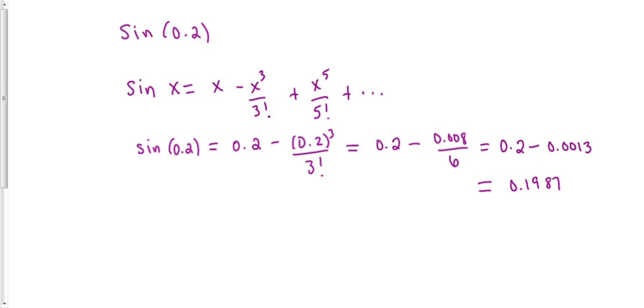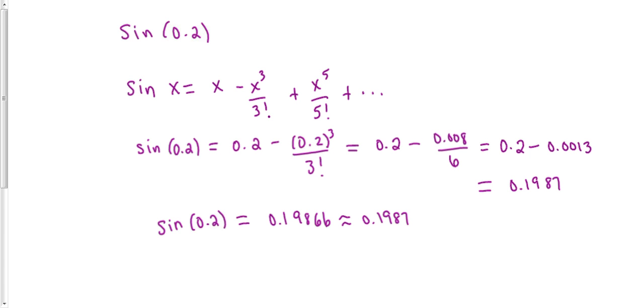So if you wanted to compare this with what you would get if you plugged sine of 0.2 into your TI-84 Plus calculator, being in radian mode, of course, we would end up with the sine of 0.2 is equal to 0.1986. So really, to 4 decimal points, it would be 0.1987, and those answers would be indistinguishable.